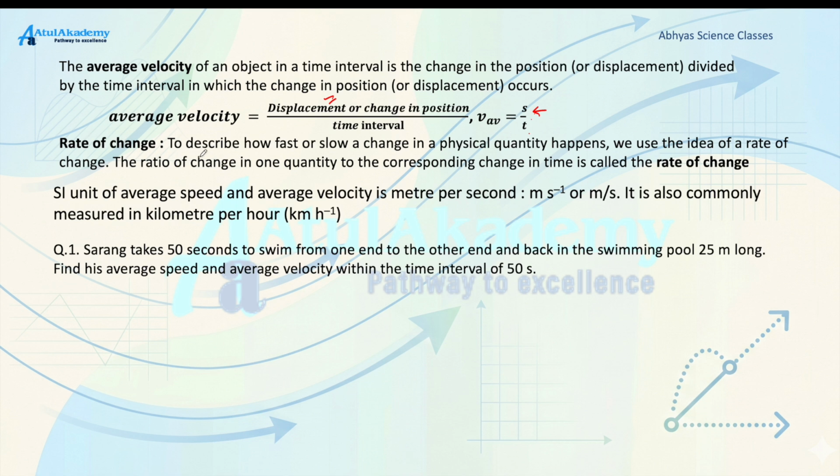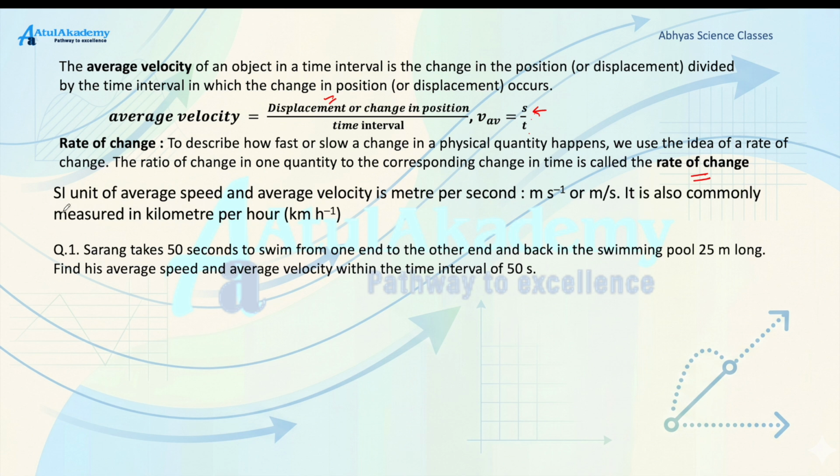Now what is rate of change? To describe how fast or slow a change in a physical quantity happens, we use the idea of a rate of change. So the ratio of change in one quantity to the corresponding change in time is called rate of change. Just as speed is distance upon time, velocity is displacement upon time. That is rate of change only, because we are describing how much it is changing with respect to time.